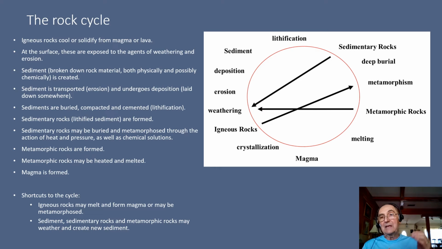Sedimentary rock can be buried, and because of the action of heat, pressure, and chemical solutions, can undergo metamorphism and transform into a metamorphic rock. So you can create a metamorphic rock through the action of heat, pressure, and chemical solutions without going through the molten state. Metamorphic rocks can be further heated and then melted, and you're back to a magma.